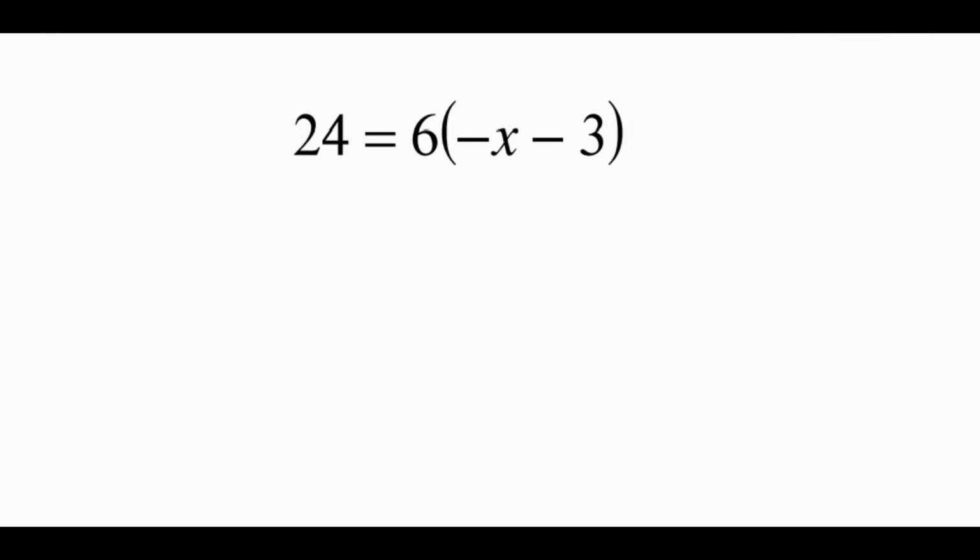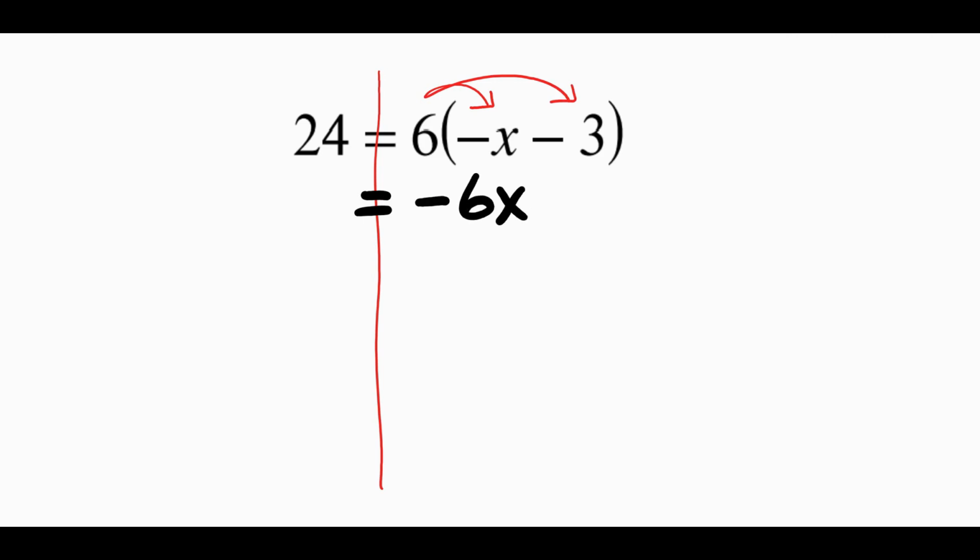24 equals 6 times negative x minus 3, with the x minus 3 in parentheses. So the first thing I'm going to do is draw the line down the center. We always want to distribute first. So I'm going to get 6 times negative x is negative 6x. 6 times negative 3, positive times a negative is a negative, and 6 times 3 is 18. And then I have 24 on the other side.